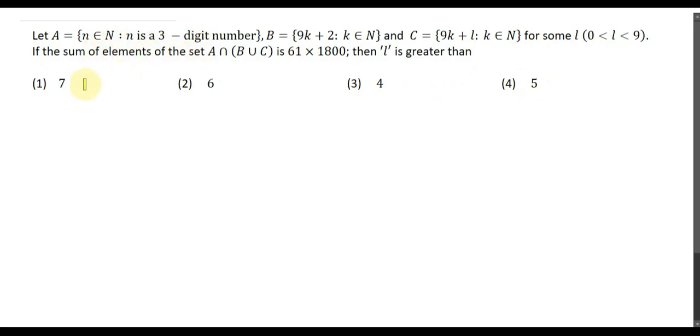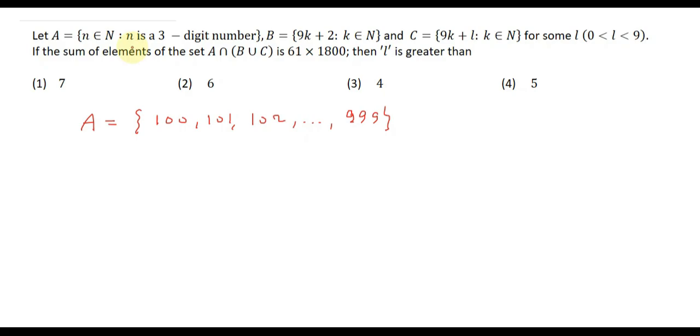This is question with more than one option correct. Let's start solving this question. So in set A, elements are natural number and all the elements are 3-digit number. So element in set A will start from 100, then we will have 101, then we will have 102, and so on up to 999.